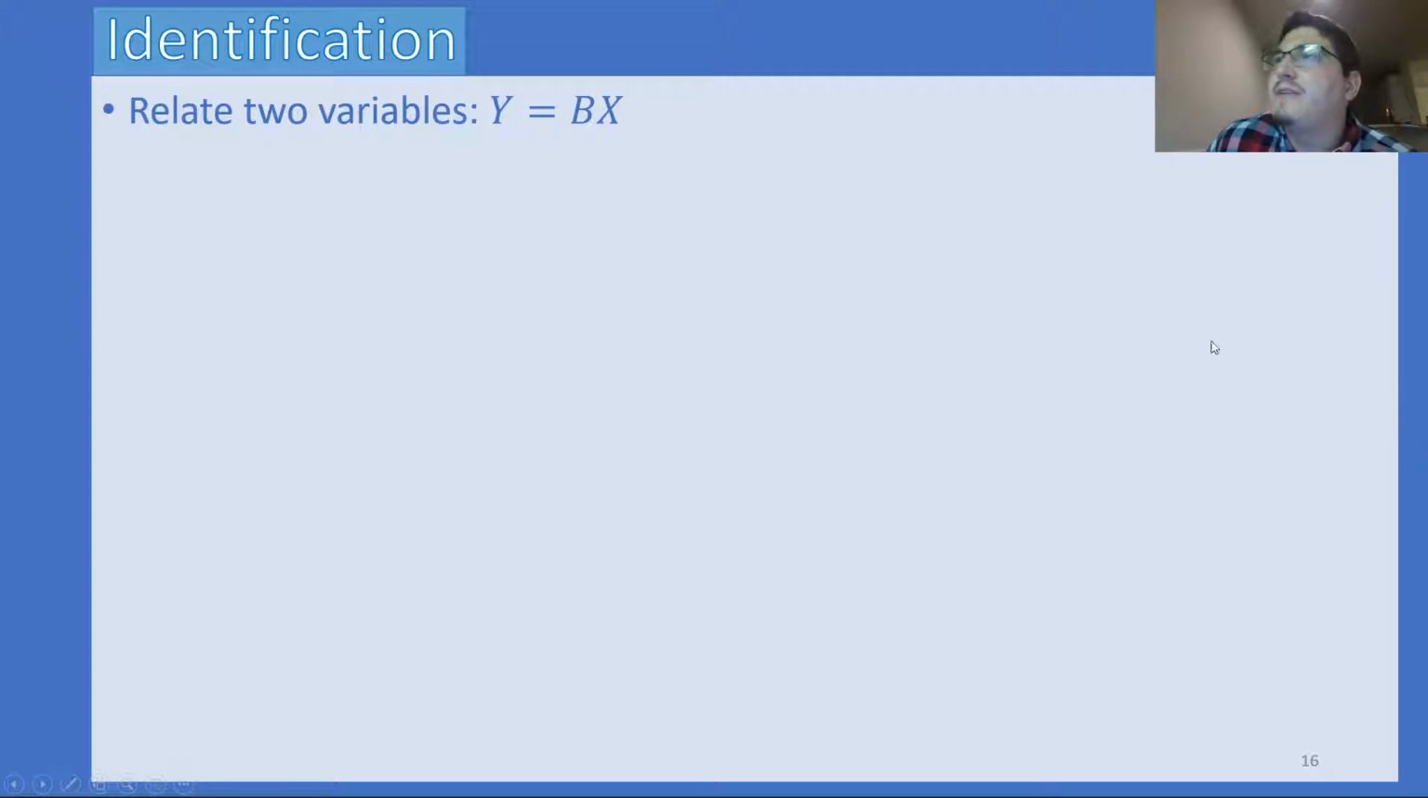So identification, right? The goal of most economics, of most studies, is to relate two variables. I want to understand what's the effect of this variable x, what's called my independent variable often, on my y, my dependent variable. And I want to know what is that effect? Well, that b here is going to be my effect of x on y. So if I increase x by 1, I'm going to increase y by whatever b is.